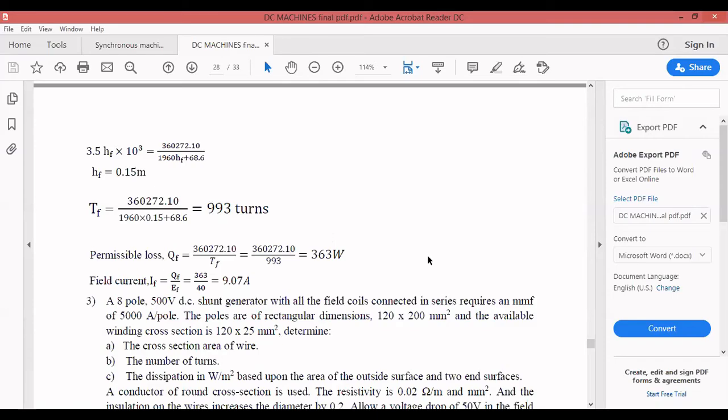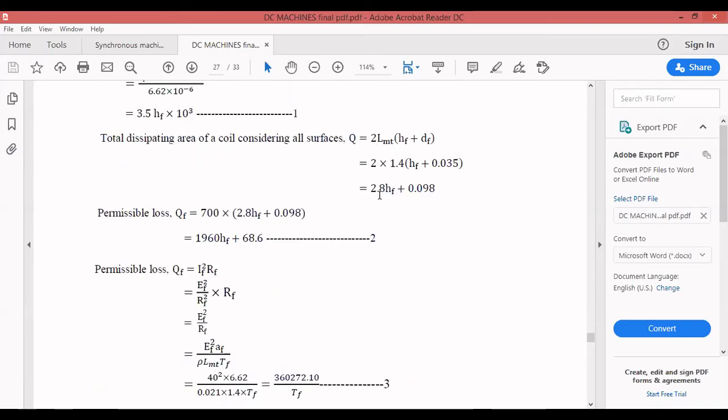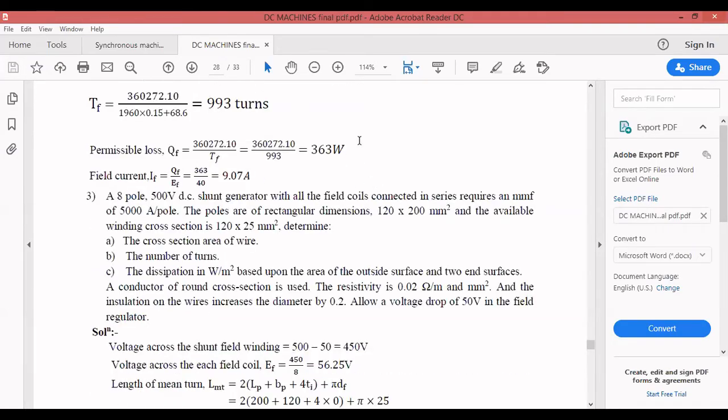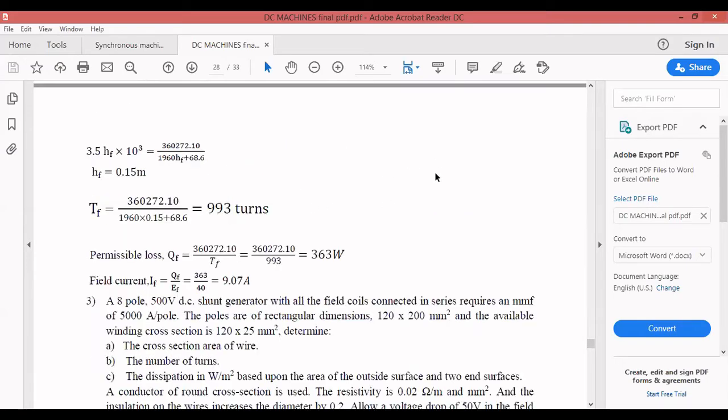363 watts. If I calculate here 2.8 into 0.15 plus 0.098, it will definitely be less than a meter square. That is why we got a loss equal to 363 watts, because the winding available area for the shunt field winding is very small. So the loss will also be very small, even if we consider all the surfaces: top, bottom, inner and outer. This is the solution for the second problem.